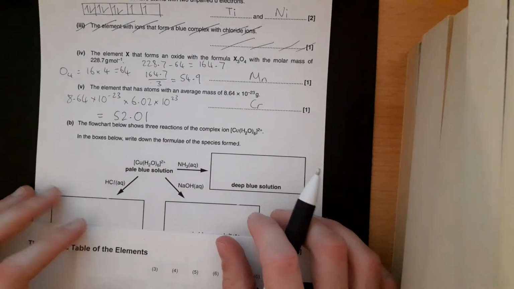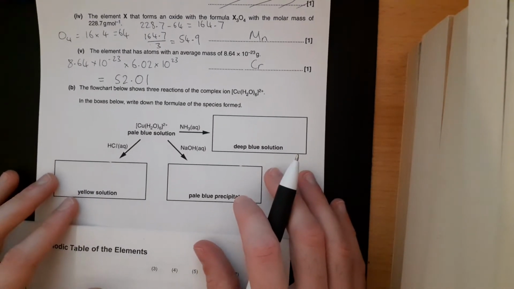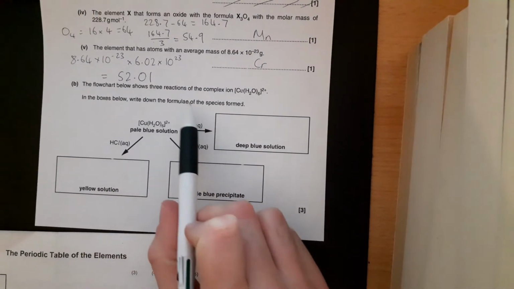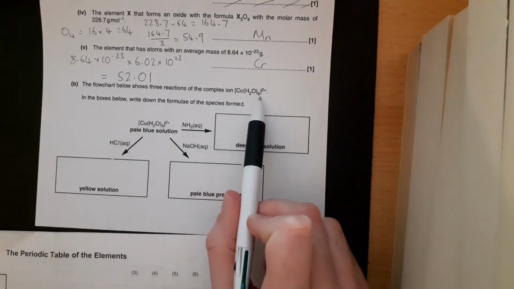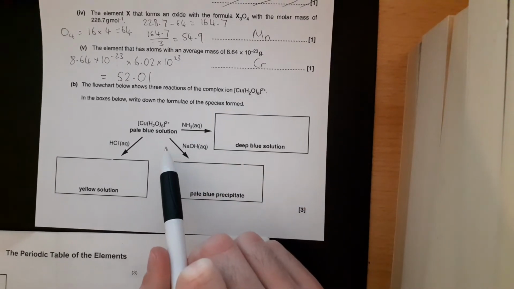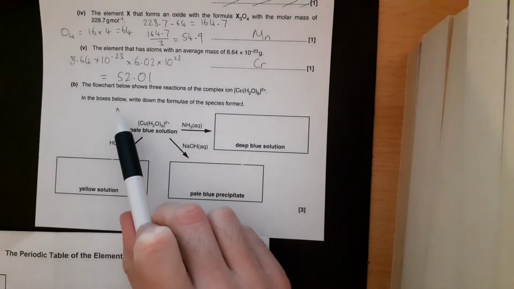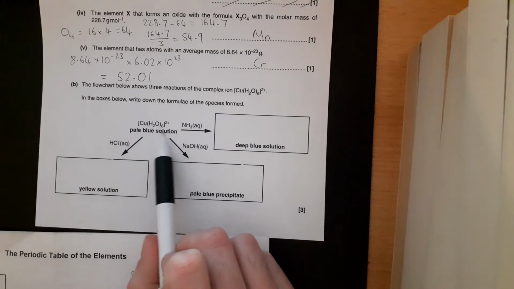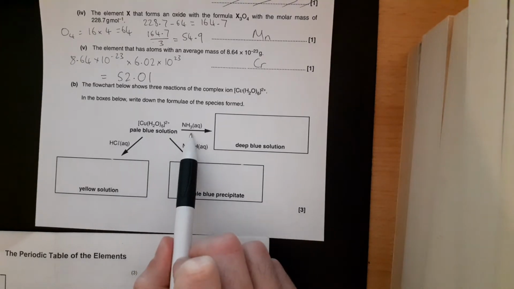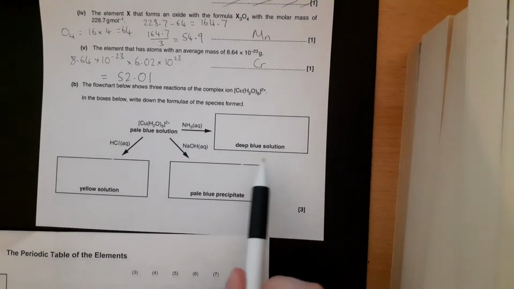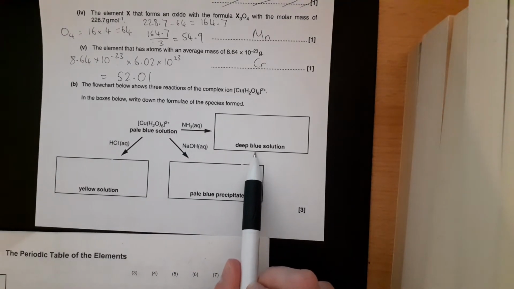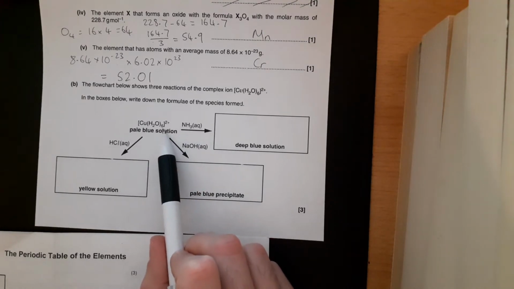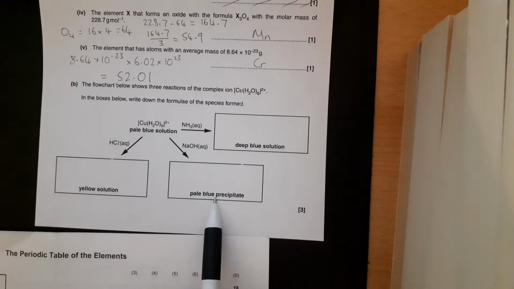So those are all just some sort of transition metal type questions. Now we're getting into a bit of ligand substitution going on here. So the flowchart below shows 3 reactions of the complex ion [Cu(H2O)6]2+. So this is one that we do need to know about. Copper. In the boxes, write down the formula of the species formed. So this copper hexaaqua complex here is this pale blue solution. And if we add some ammonia to it, we end up with a deep blue solution. What's happening here is, remember, if you add a little bit of ammonia, you're going to end up making a precipitate, actually the same precipitate as you make here.